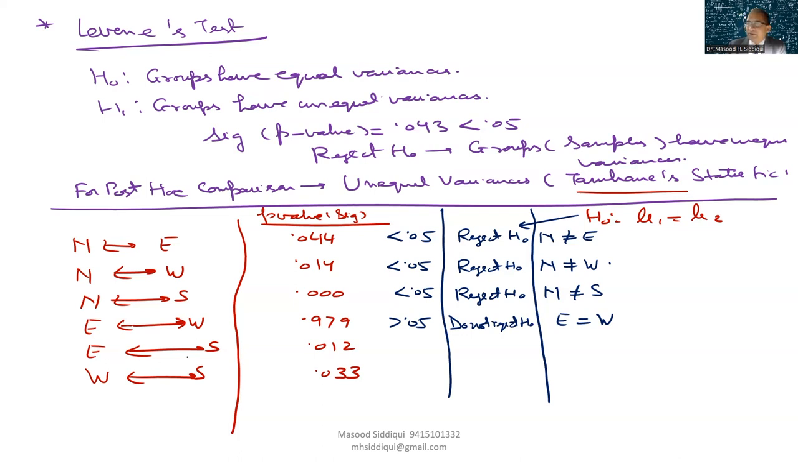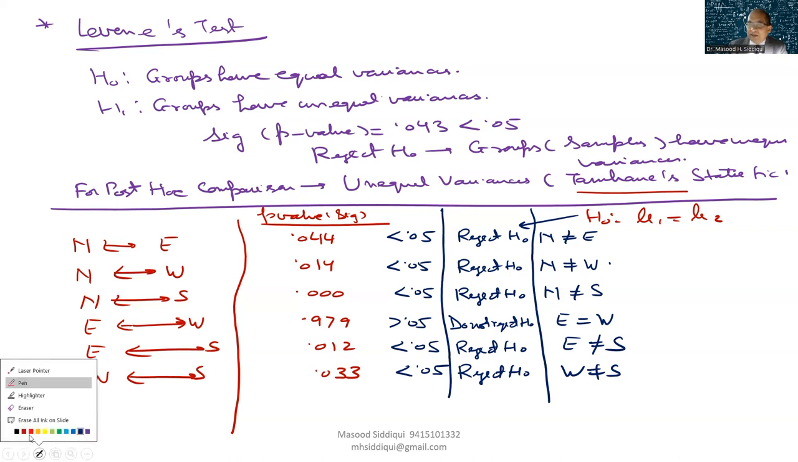Now after that, when we compare eastern with southern, this p-value is 0.012, which is less than 0.05. So we reject H naught. Reject H naught means eastern is not equals to the southern. They are different. Lastly, for western and southern, the p-value is 0.033, which is again less than 0.05. So we would be rejecting H naught, means western is not equals to the southern. Okay, so these are the results.